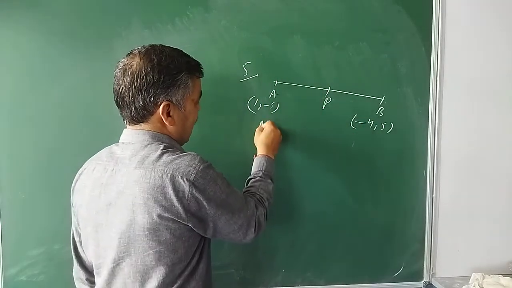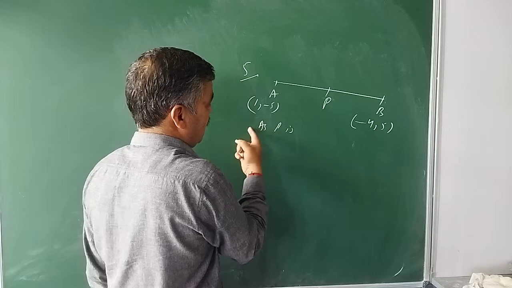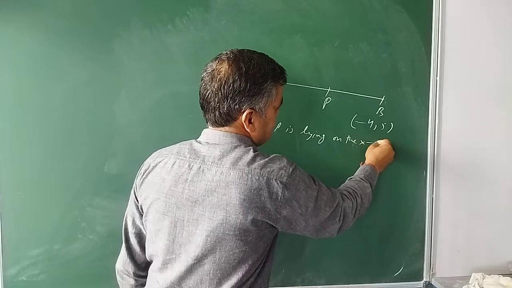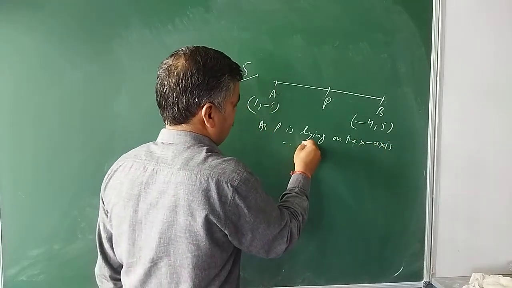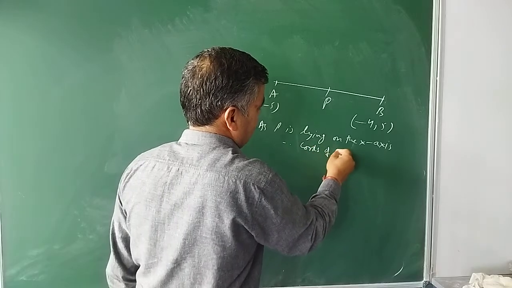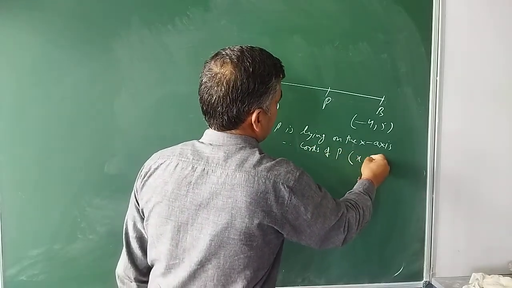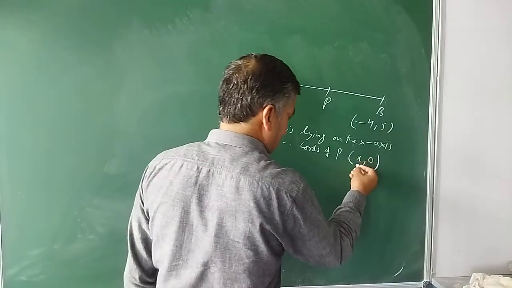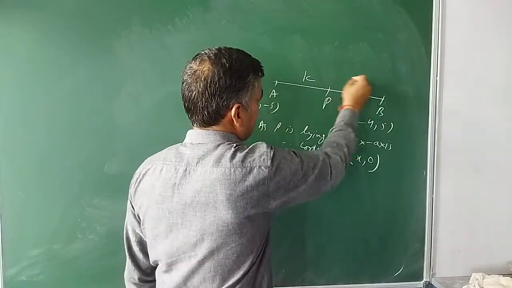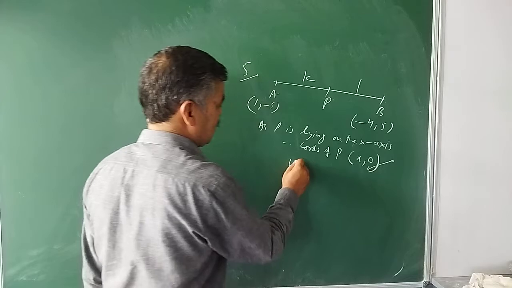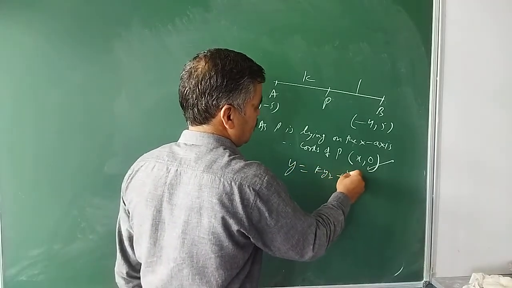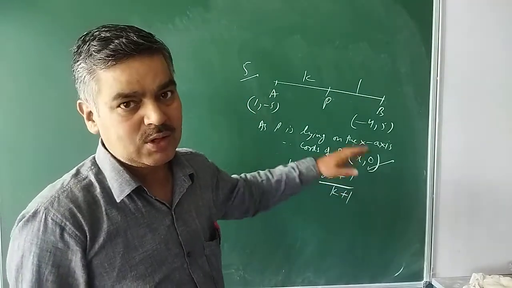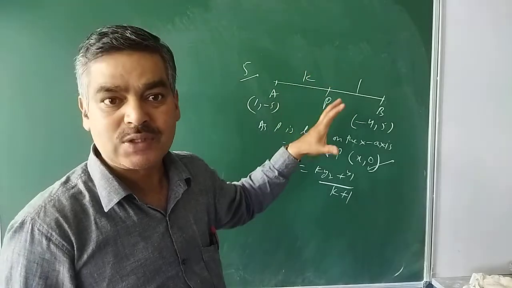As P is lying on the x-axis, I can assume the coordinates of P on the x-axis, the y coordinate is always 0. So now I am not concerned about x, because I have to calculate the ratio k:1, and y is known to me, so directly I will go for y: (k y2 plus y1) upon (k plus 1). Why should I bother about the x coordinate? Because the point is lying on the x-axis. That is the beauty of this question.